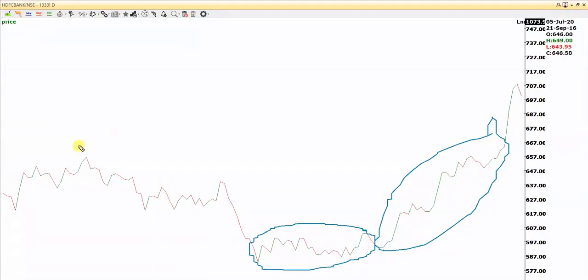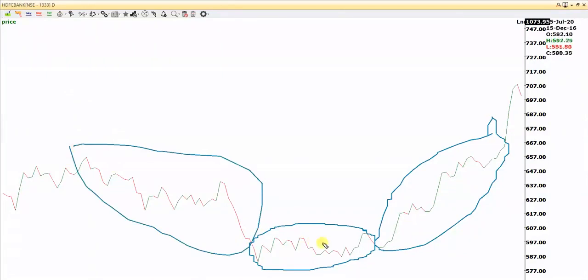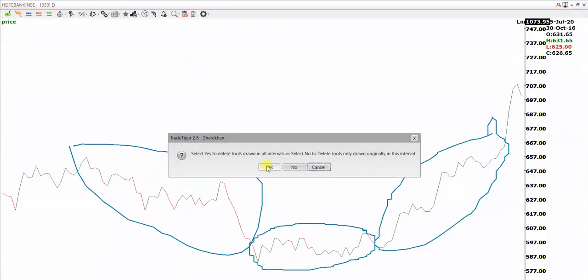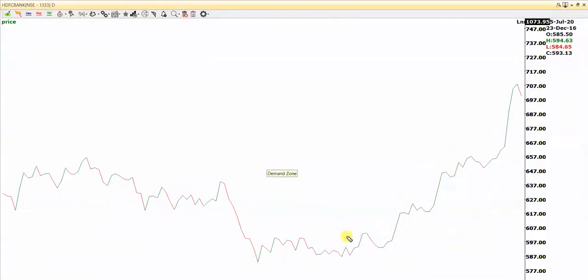This is close to 2 to 3 months, and this is also close to 2 months, and this is also close to 2 months, right? So for 2 months it was just falling, and for 2 months it was just trading sideways. Now in the next 2 months it is just moving higher, higher, higher, right? So almost in a span of 2.5 months, from 600 to 700 it has moved, right?